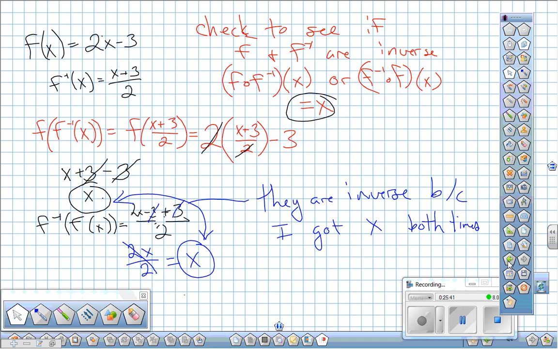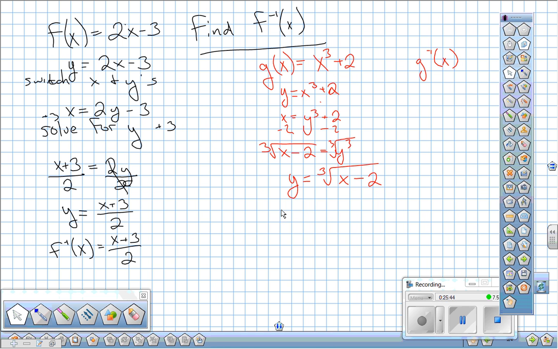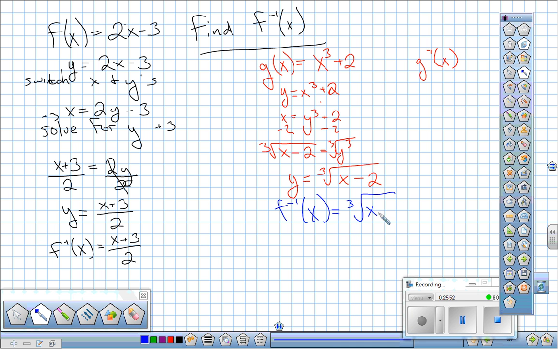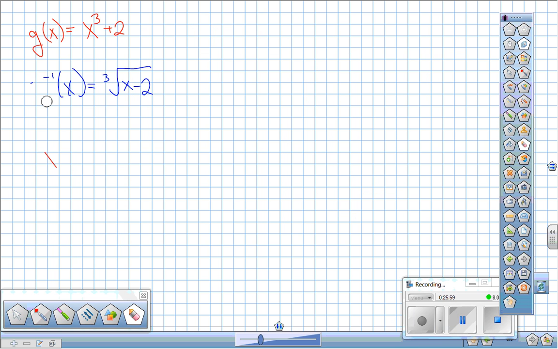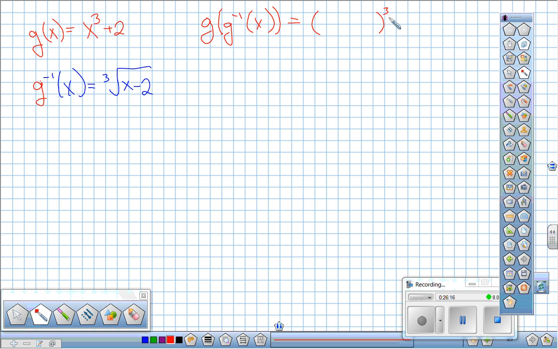Let's also do it on our other function that we did, and I should have actually gone through and written g inverse of x is equal to the cubed root of x minus 2. So I'm going to copy and paste this over to my next page. Actually I shouldn't have named it f inverse of x, I should have named it g inverse of x. I want to check to make sure that these are inverses. So g of g inverse of x will look like x cubed plus 2, but instead of x, I'm going to write the cubed root of x minus 2.